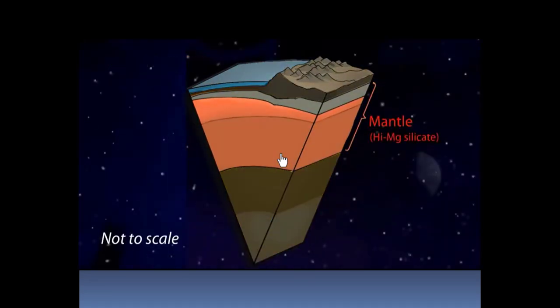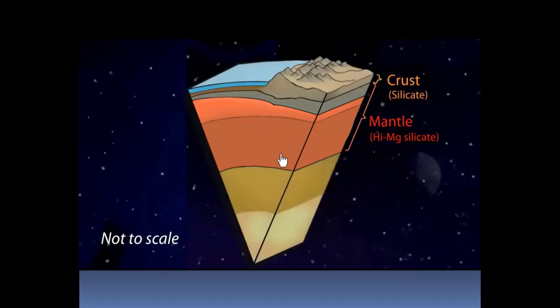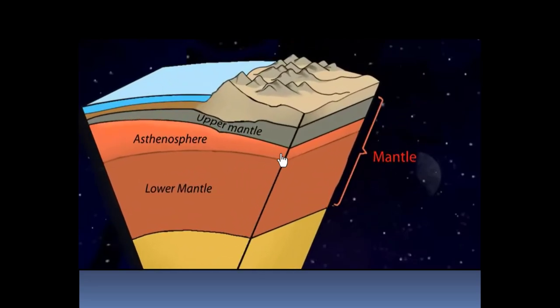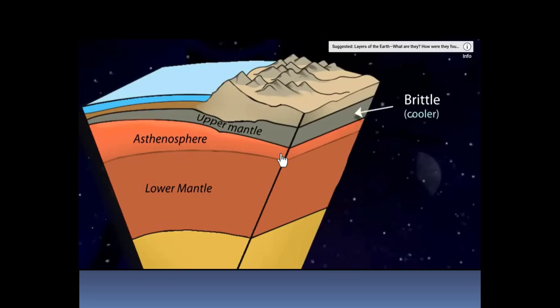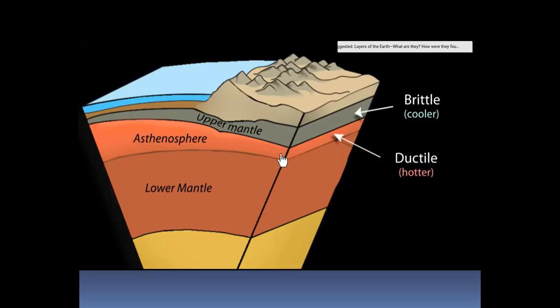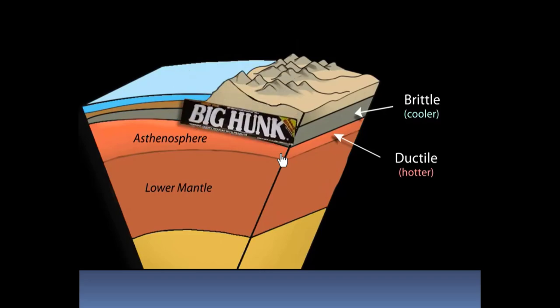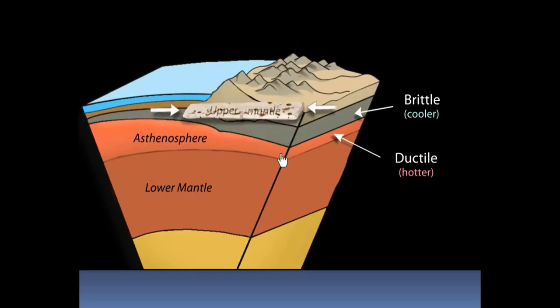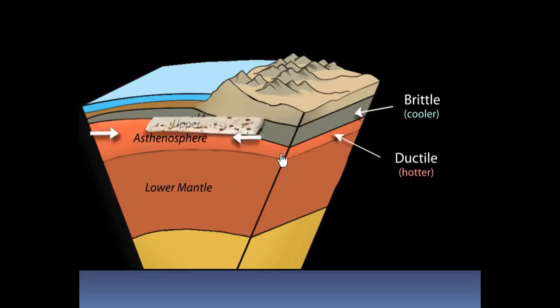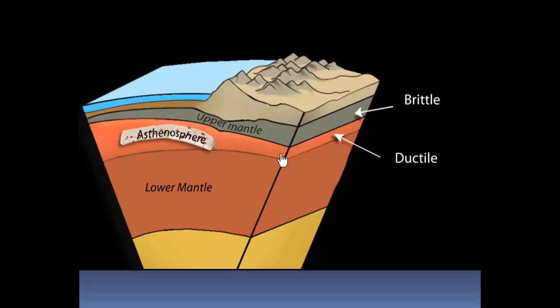The mantle is a 2,900 kilometer thick, high magnesium silicate rock layer located between the crust and the core. The uppermost part, the lithospheric mantle, is cooler and more rigid than the deeper mantle. It lies above a hotter and more ductile layer of similar composition called the asthenosphere. As an analogy to how rock can either be brittle or ductile, consider a taffy bar like the Big Hunk. When force is applied, they are brittle when cold and ductile when warm.